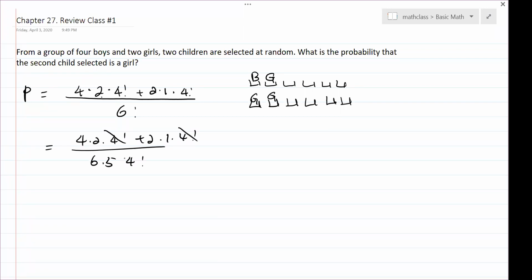So 4 factorial canceled out. Then you get 8 plus 2, right? And here 30. So it's 10 over 30. That's 1/3, not 1/6. Okay. So this is the idea.